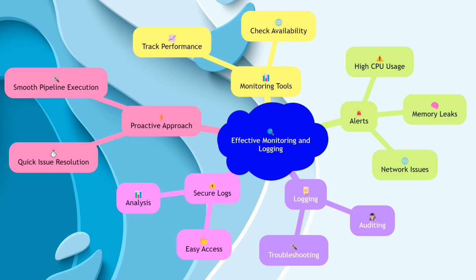Effective monitoring and logging are crucial for maintaining a healthy agent infrastructure. Use monitoring tools to track the performance and availability of your agents. Set up alerts to notify you of any issues, such as high CPU usage, memory leaks, or network connectivity problems. Logging is equally important for troubleshooting and auditing purposes. Ensure that logs are stored securely and are easily accessible for analysis. This proactive approach helps in quickly identifying and resolving issues, ensuring smooth pipeline execution.